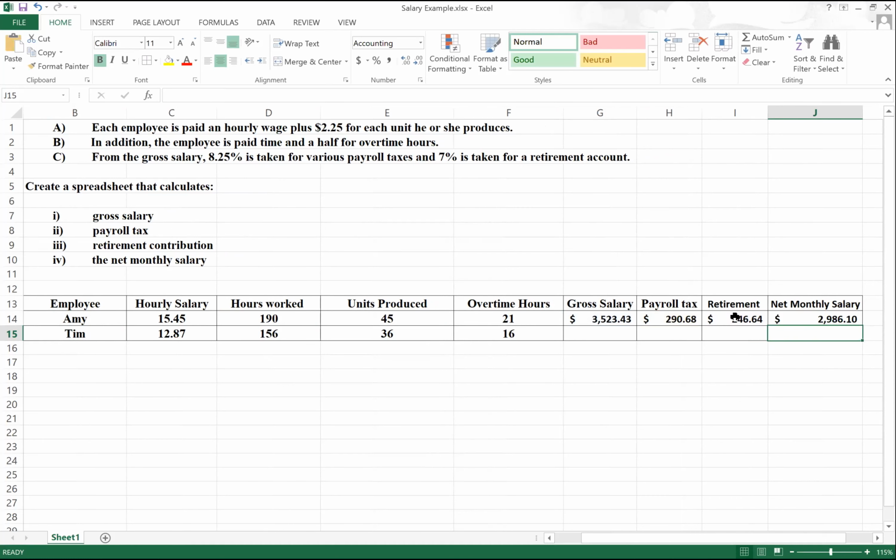And I want you guys to try it for Tim, right? Try it and see if you can come up with the right result. I give you a couple of minutes. If you know how to do this, then you have no problem completing Excel project number 3, right? I give you 2 minutes to work on it.